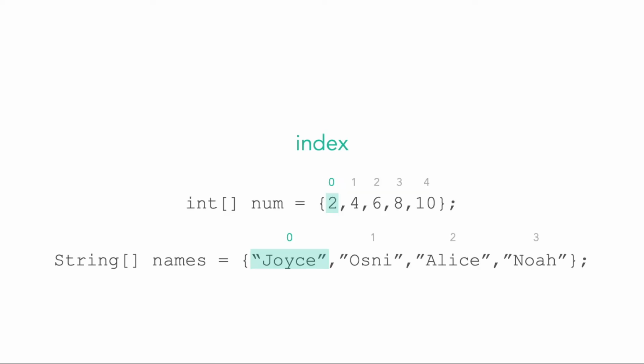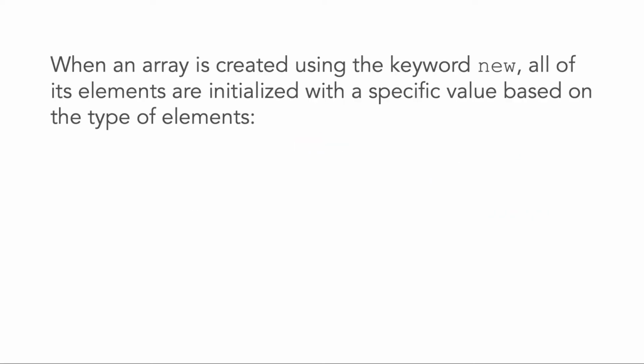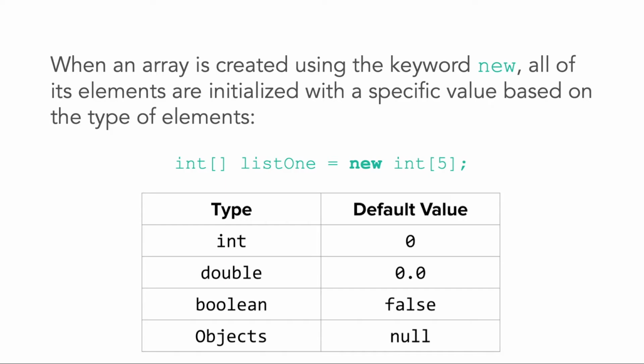We said that the first element of the array is found at index or position 0. The last element, therefore, can be found at index array.length - 1. When an array is created using the keyword new, all of its elements are initialized with a specific value based on the type of elements. When you create an array in this manner using the keyword new, Java assigns default values to each element.